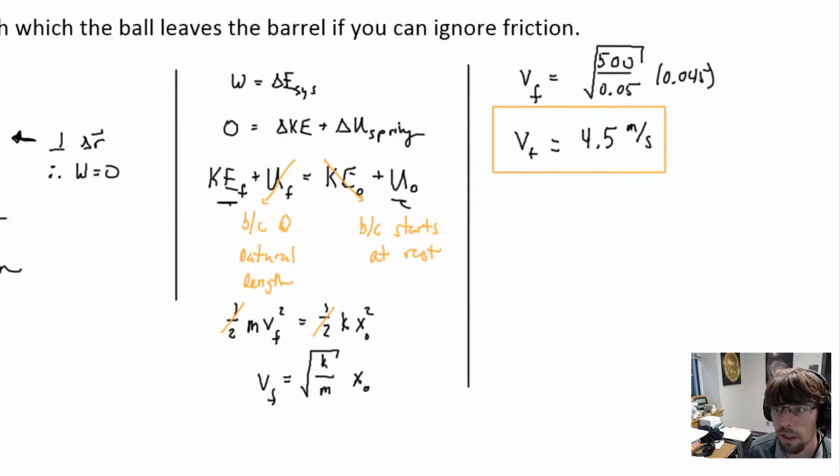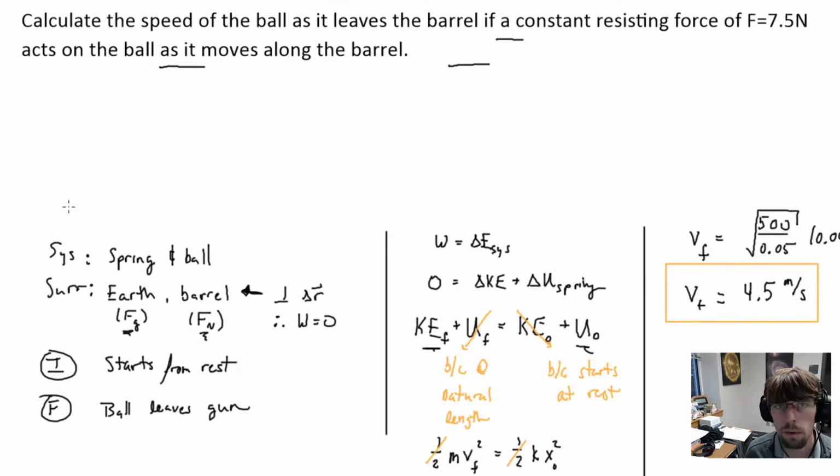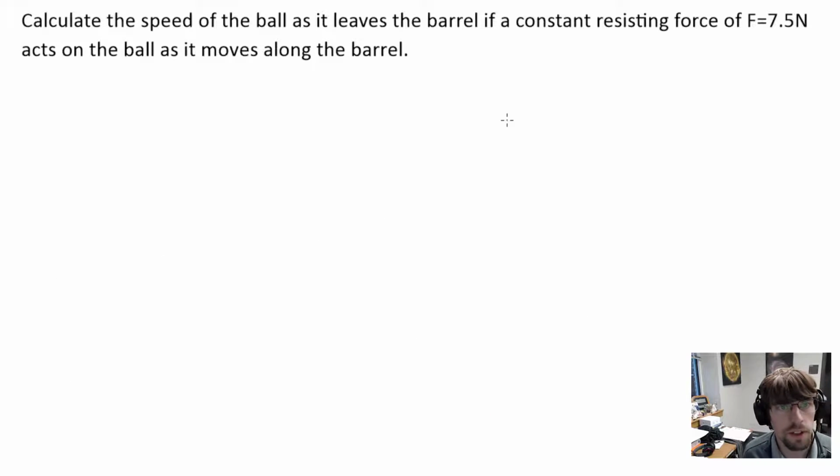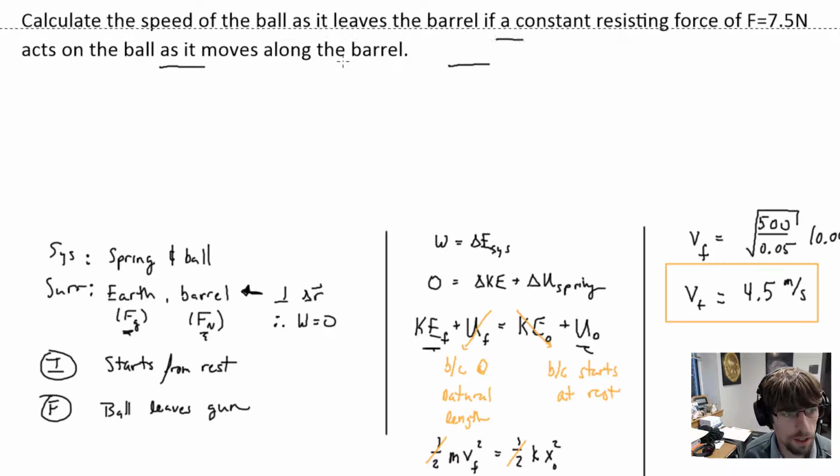Good. Well, let's go on to the second part then. Let's go ahead and clear the table here. Okay. And you'll see that I've got the second part of the question up now. Calculate the speed of the ball as it leaves the barrel if a constant resisting force of 7.5 newtons acts on the ball as it moves along the length of the barrel. Whoa. Okay, well, perhaps I got a little overzealous with my deletions. So here, let's do this instead.